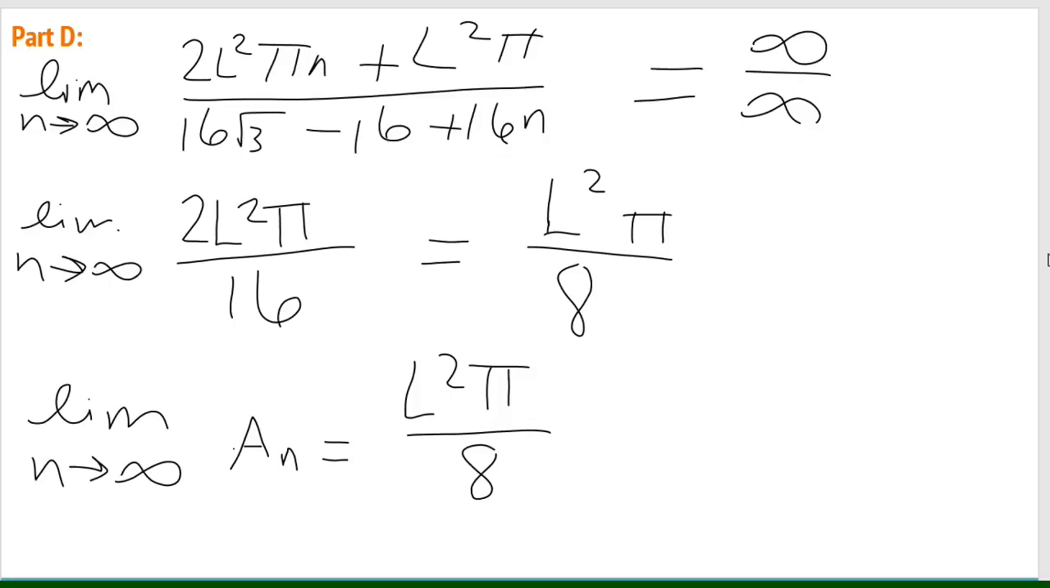Taking the limit of this will again give us the indeterminate form of infinity over infinity, so we can use L'Hopital's rule again. This will give us the limit as n approaches infinity of 2 L squared pi over 16. Taking the limit, this will give us L squared pi over 8. So the limit as n approaches infinity of a sub n equals L squared pi over 8.